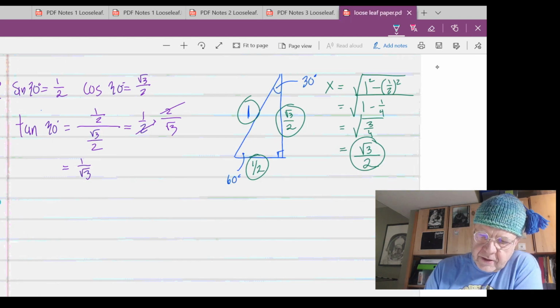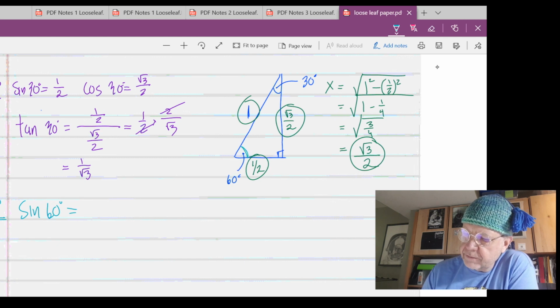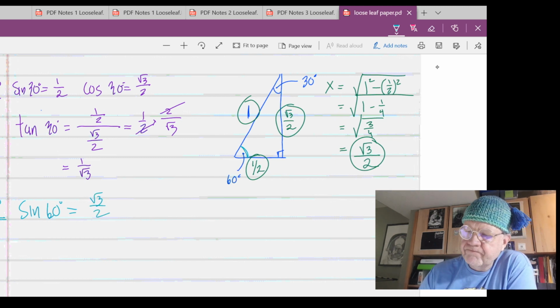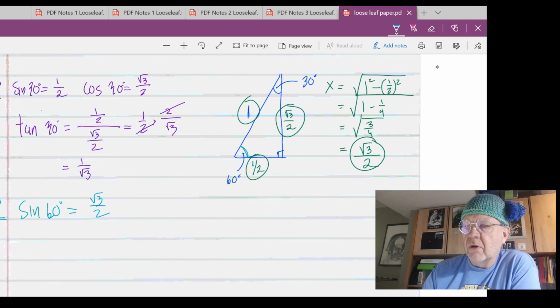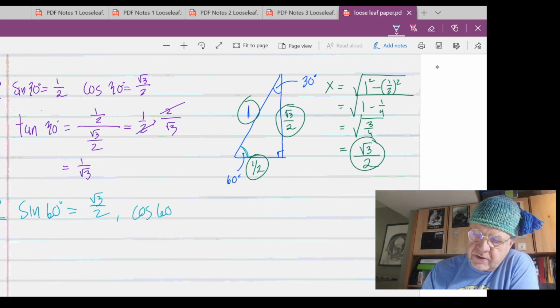Let's deal with 60 degrees now. Sine of 60 is equal to, remember here's 60, opposite over adjacent, root 3 over 2. Well, it's root 3 over 2 over 1, but anything divided by 1 is just itself. Okay? How about cosine of 60 degrees? Cosine of 60 degrees would be adjacent over hypotenuse, so 1/2 over 1, which is simply 1/2.